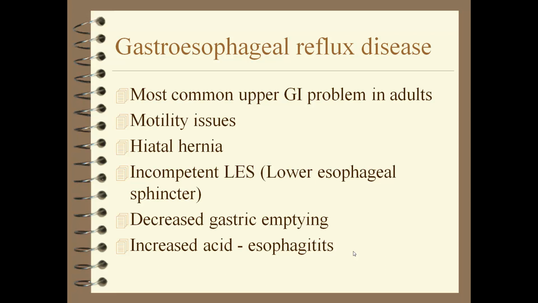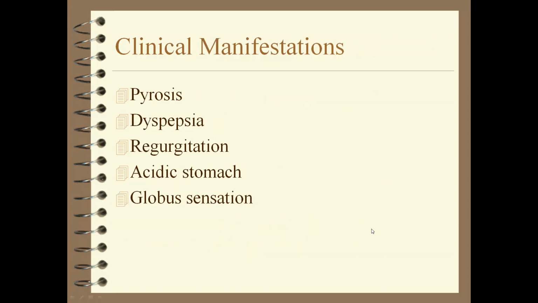Some patients have problems with gastric emptying, so they keep a lot of gastric juices and food in their stomach. It doesn't go on down through the duodenum. Some people make a lot of hydrochloric acid, too much. So that can cause esophagitis and breakdown of the lower esophageal sphincter. Different issues can cause it. A lot of people have different problems.